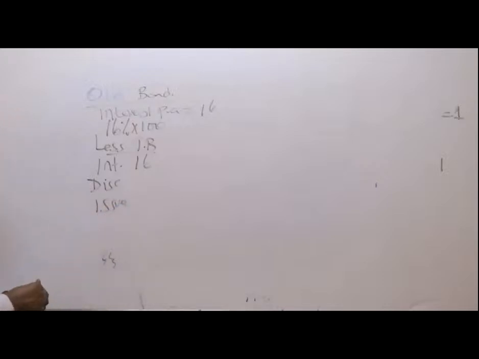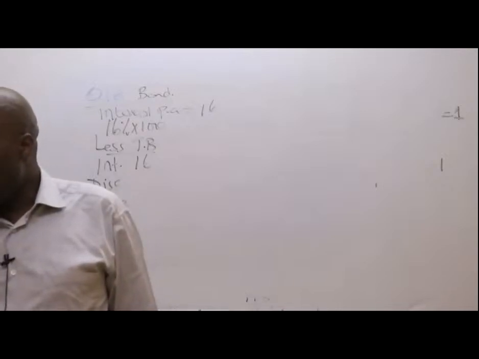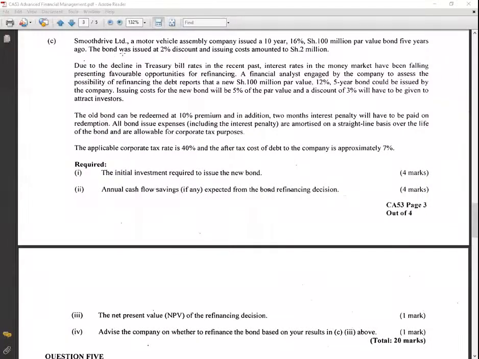So you will ask yourself, for this old bond, how much is the discount? For the old bond, the discount, ladies and gentlemen, will be how much? I was told clearly, the bond was issued at a 2% discount. So what is this discount amount? It will be 2% of the par value, which is 100. So 2% of 100 is 2 bob.